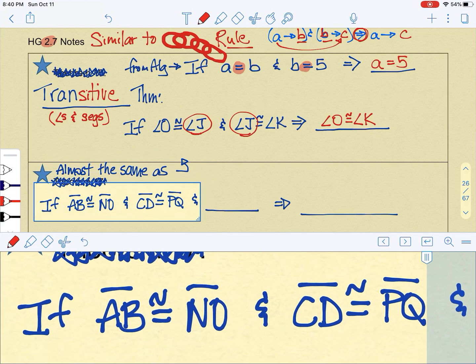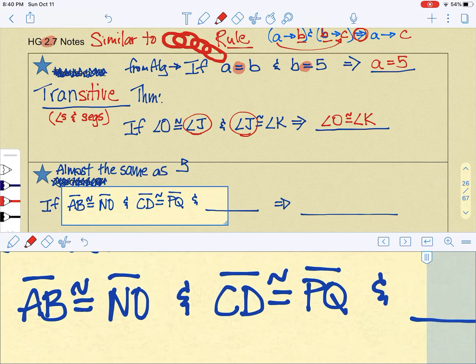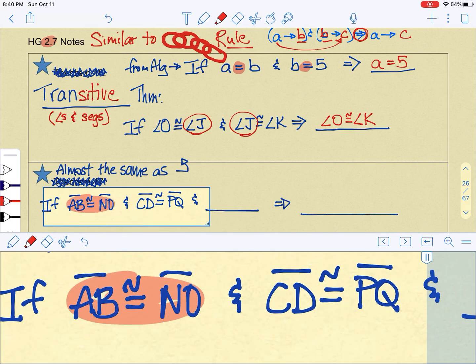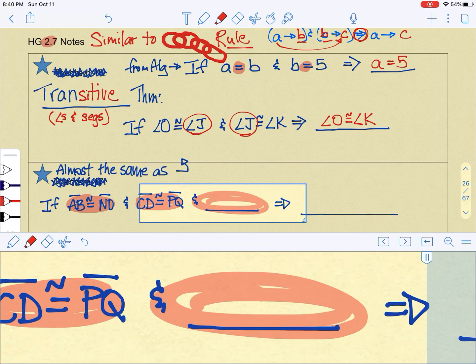This next rule, they actually call it a different rule, but you can give it the same name, and I'll just explain how it is a slight variation of this transitive theorem. Notice here we have segment AB congruent to NO, right? Segment CD congruent to PQ. So notice now we have two statements, and a third statement is going to come into play here.